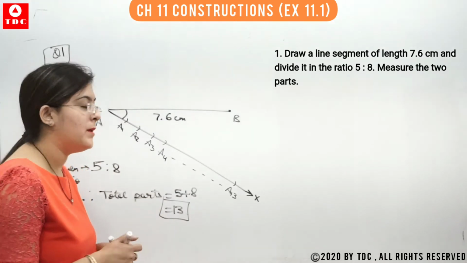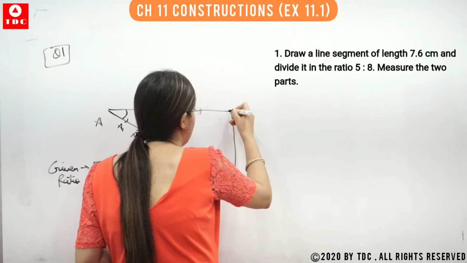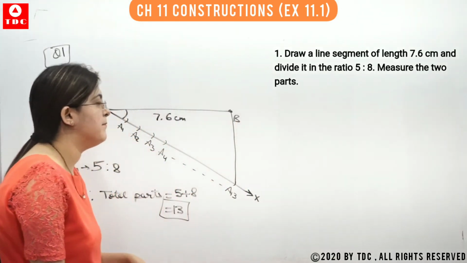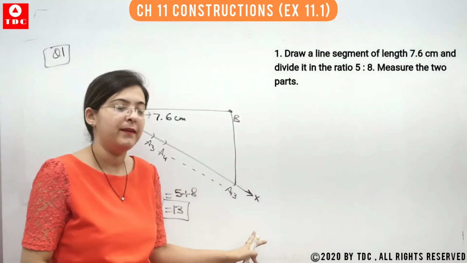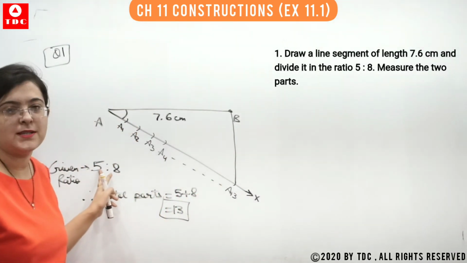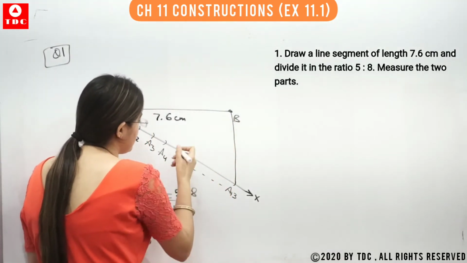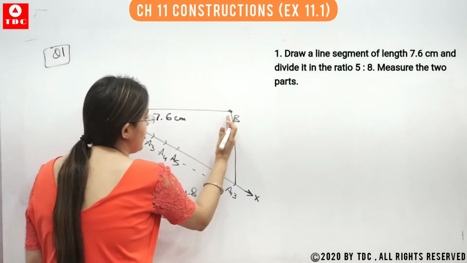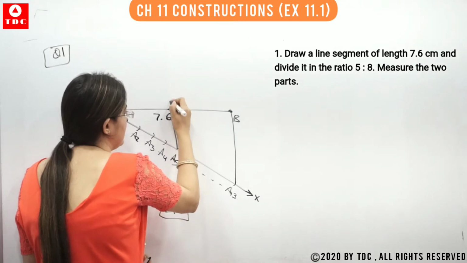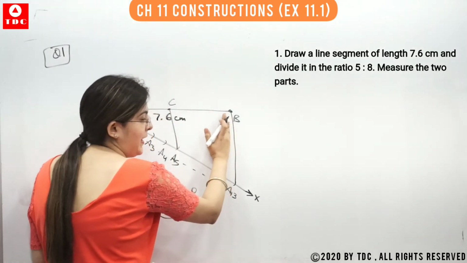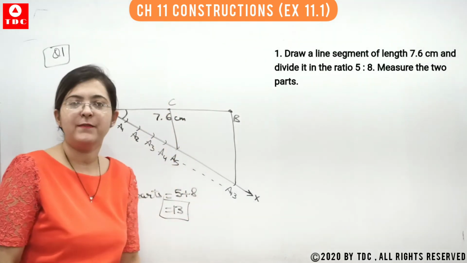Now what will be your next part? To join A13B. You have to join A13B. Now see, the first part of the ratio is 5. Now from A13B, draw a parallel line from A5. What we have to do is draw one parallel line, that is A5C.